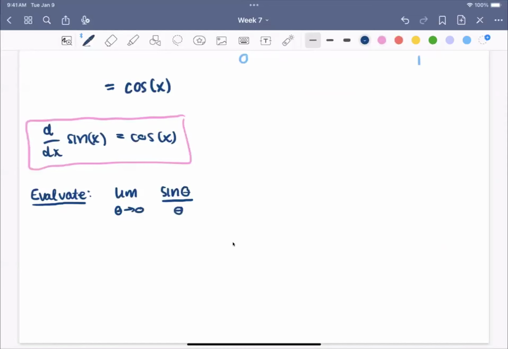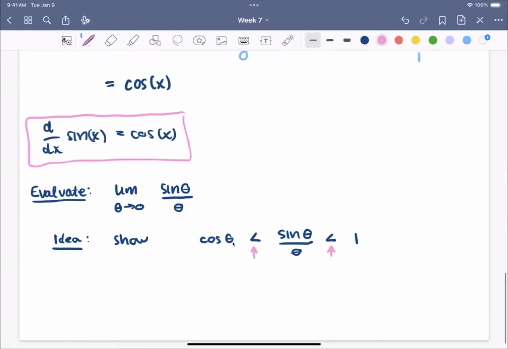So let me give you an overview of the idea of how to do this. Basically what we're going to do is show that cosine of theta is less than sine theta divided by theta, which is less than 1. So we will argue both of these inequalities using some geometric reasoning. And then how does this give us the final answer?